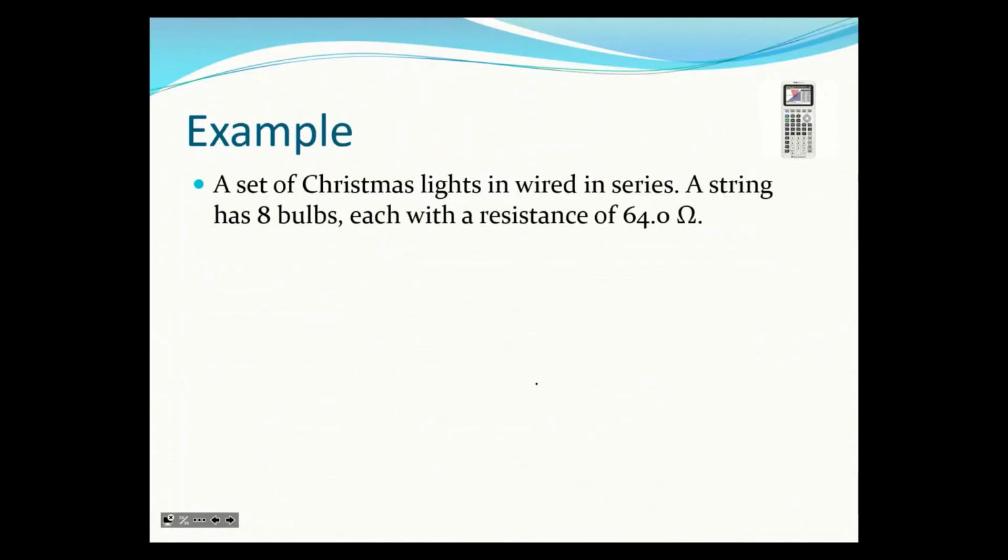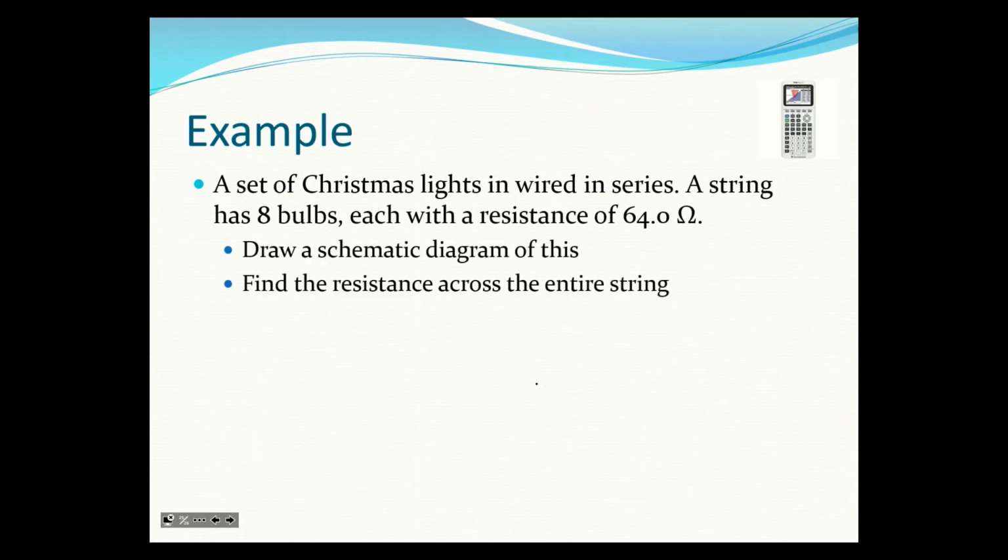Okay, so let's do an example. A set of Christmas lights is wired in series. A string has 8 bulbs, each with 64 ohms of resistance. We're going to draw a schematic diagram, and we're going to find the resistance across the entire string. Those are the first 2 steps that we're going to do. I'm going to do it on the whiteboard here.